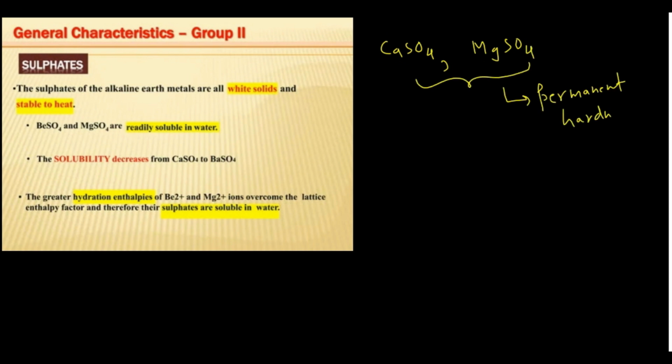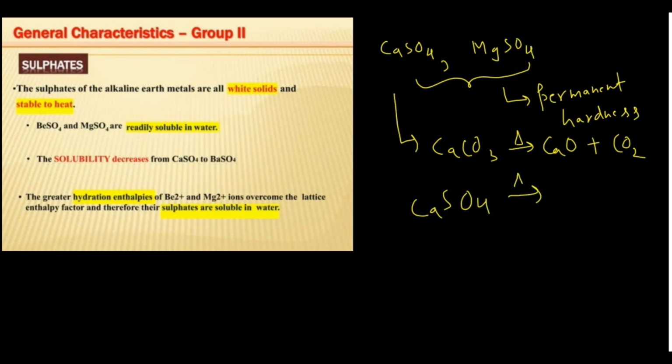That means water is said to be permanently hard if it contains calcium sulfate or magnesium sulfate, along with chlorides also. Why is it then called permanently hard? Because you have already seen that in the case of calcium carbonate, when you heat it, it produces lime, that is CaO, along with carbon dioxide. But if you heat calcium sulfate, for example, it will never give you calcium oxide plus SO3. So this reaction is not possible. That's why this water is said to be permanently hard when the sulfates are there.